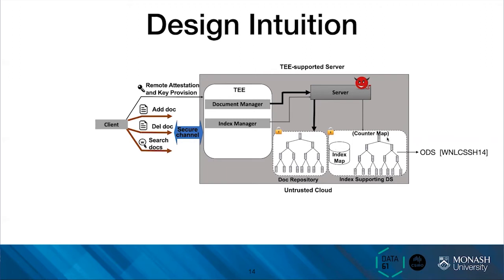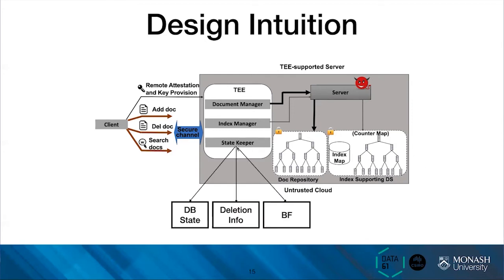And we also have the counter map, but the special thing about the counter map is that we store it in the oblivious data structure proposed by Wang in CCS 2014. By using this oblivious data structure, it is position map free, which means that we don't have to store the position map inside the enclave for the counter map.